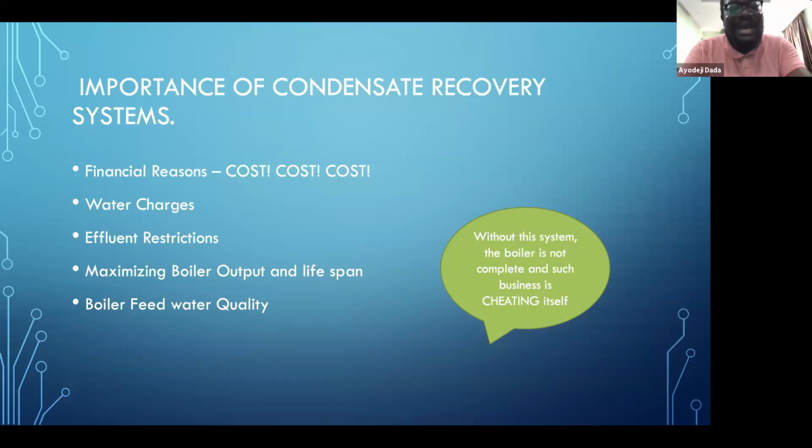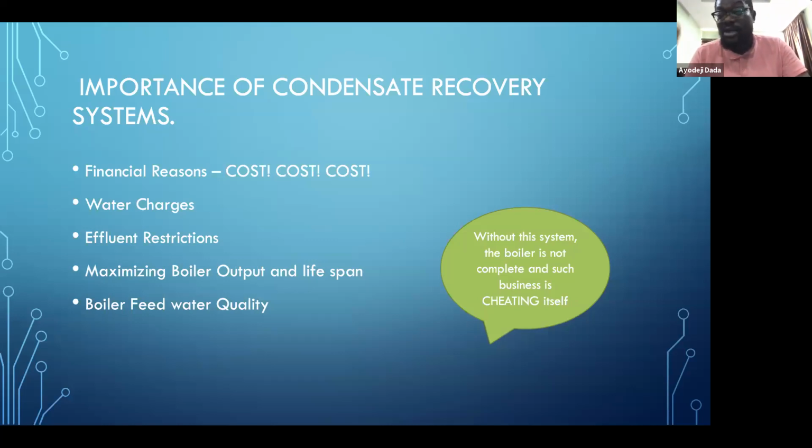It will maximize the boiler output and the lifespan. I've mentioned this earlier. And then the boiler feed water quality itself, the water that we are putting into the boiler, the quality continues to improve. In fact, the water from the condensate recovery system has better quality than a freshly treated water that you want to put into your boiler.